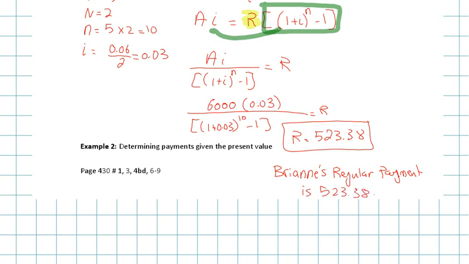And the question is, does the answer make sense? So basically she's making a $523.38 payment twice a year for 5 years to get her total of $6,000. Remember that she's going to get interest on that, right?